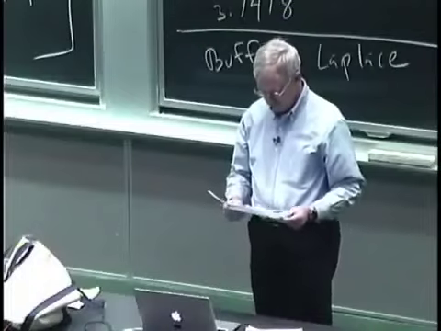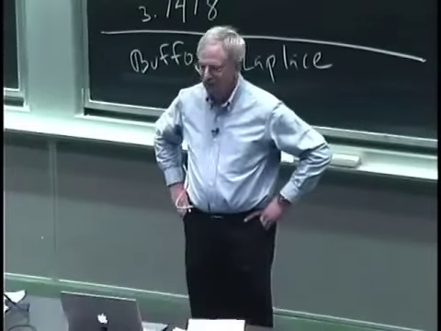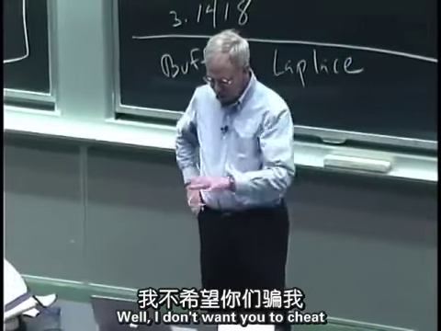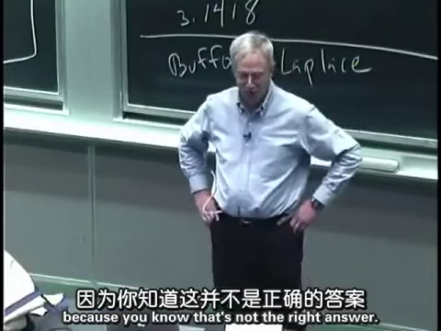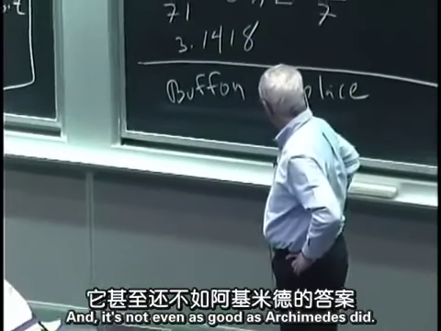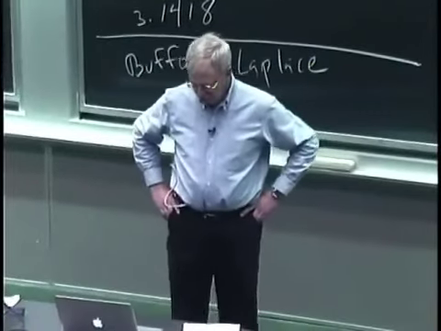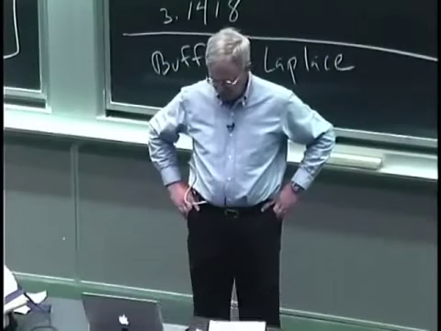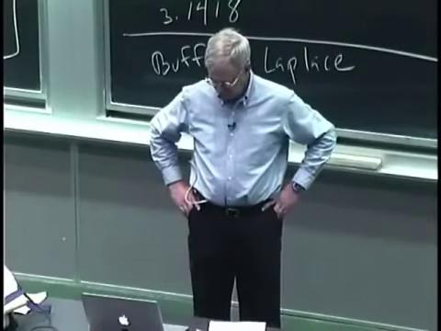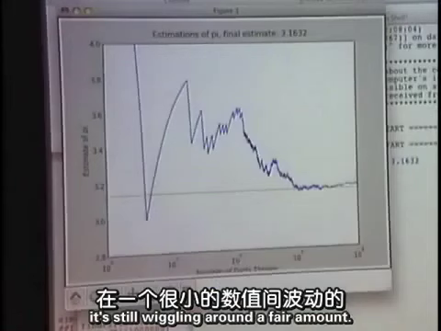All right, now, do I think I have enough samples here? Well, I don't want you to cheat and look at the estimate and say, no, you don't, because you know that's not the right answer. And it's not even as good as Archimedes did. But how could you look at the data and get a sense that maybe this is not the right answer? Well, even at the end, if we look at it, it's still wiggling around a fair amount.